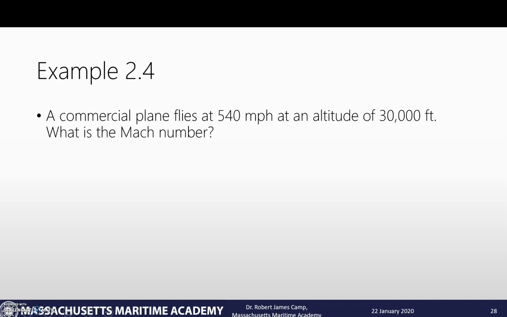A commercial plane flies at 540 miles per hour at an altitude of 30,000 feet. What is the Mach number? So what we're going to have to do here is calculate the speed of sound to calculate the Mach number.